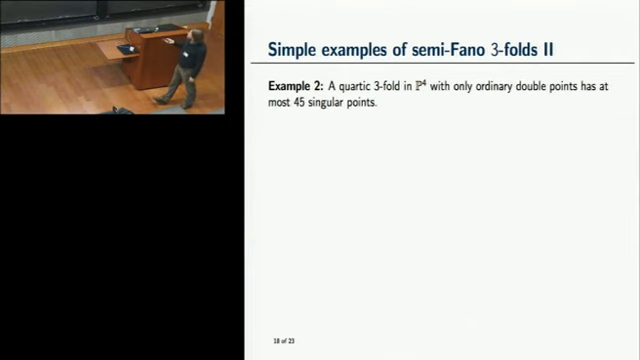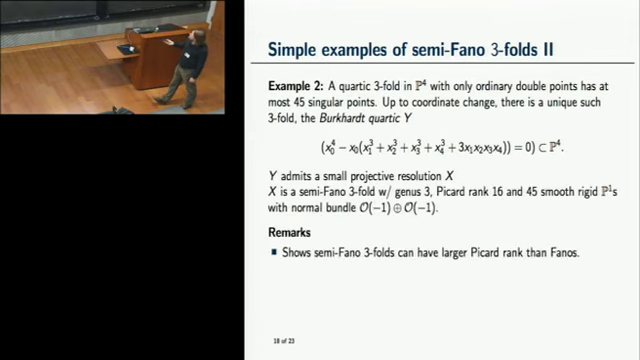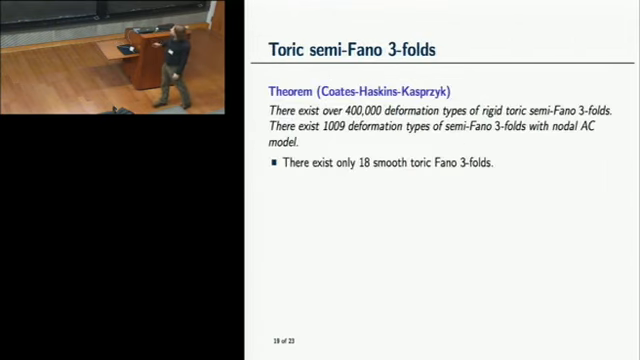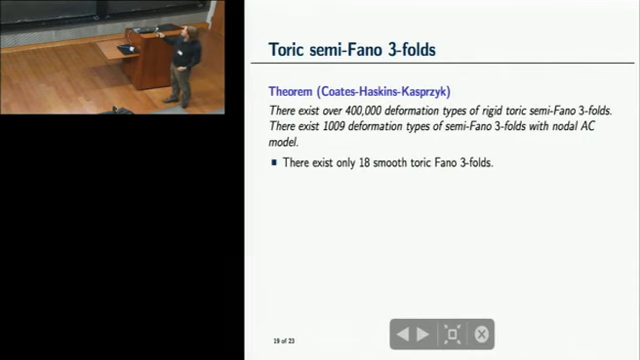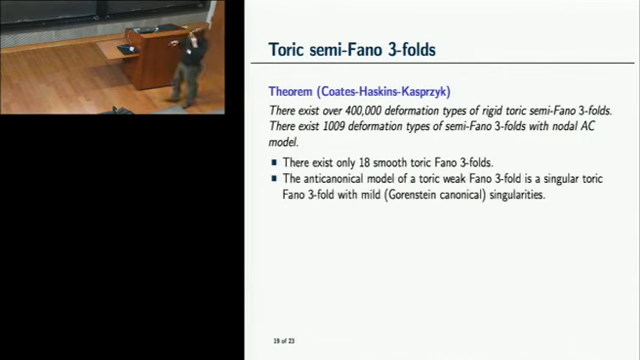There's a slightly more complicated example here. Let me just skip that and then maybe end by giving some indication of the fact that there are a lot more. So if I look at smooth toric Fano threefolds, there are exactly 18 of those. On the other hand, if I look at semi-Fanos, then there are over 400,000 deformation types of these. And if you want things that have rigid P1s, then there are at least 1,000 of those.